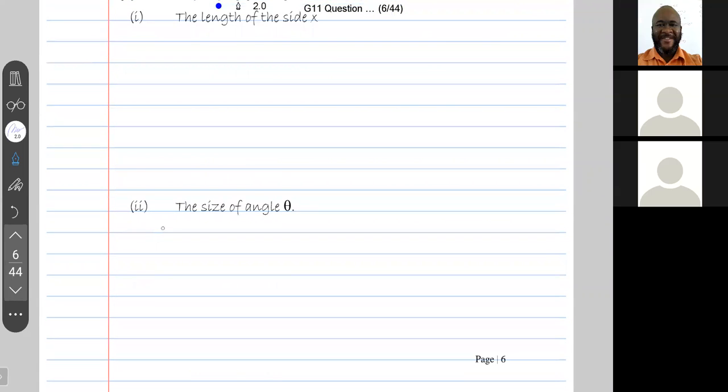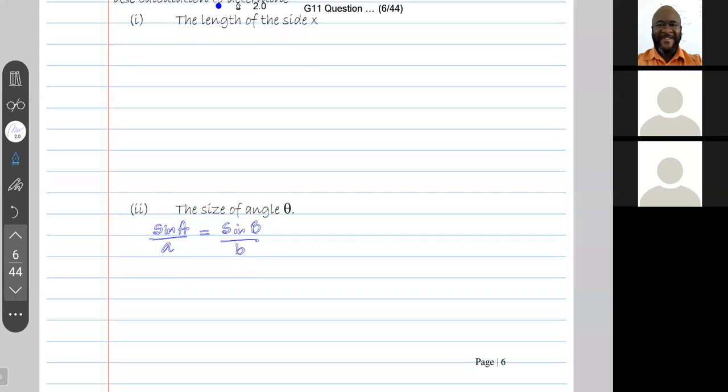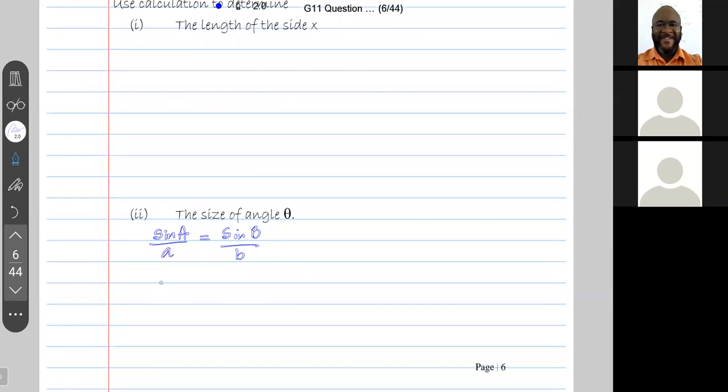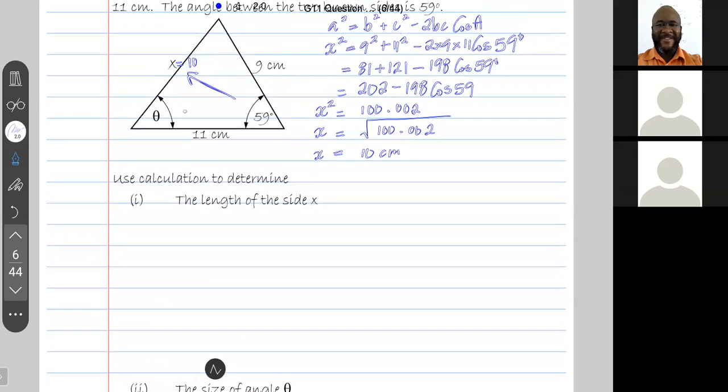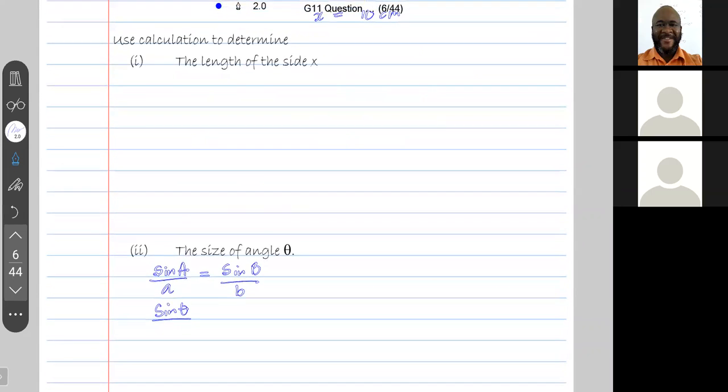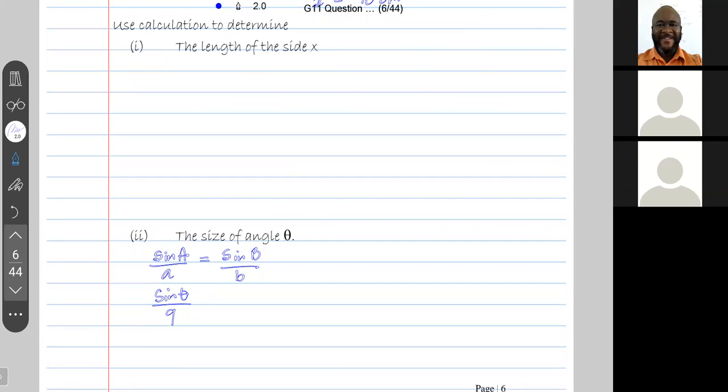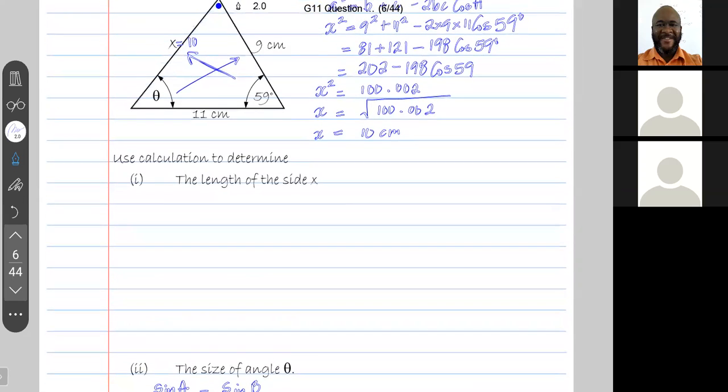So it's going to be the sine of the angle theta. Sine rule: sine A over A is equal to sine B over B. That's the sine rule. So the sine of the angle I want to find is sine theta over the side that is opposite to theta, which is 9. So sine theta over 9 is equal to sine of the angle I know, which is 59, and the side opposite to that angle is 10.